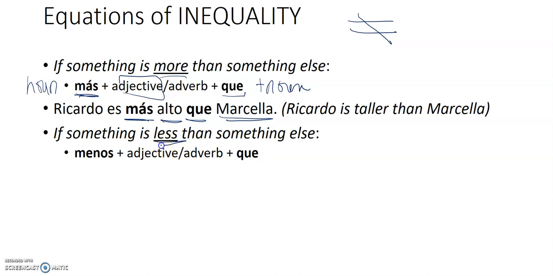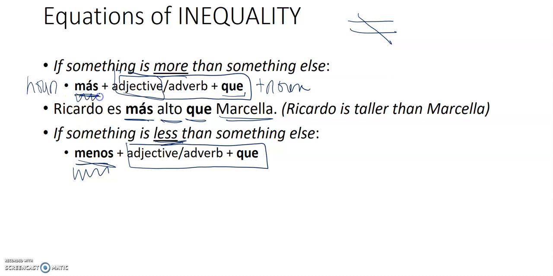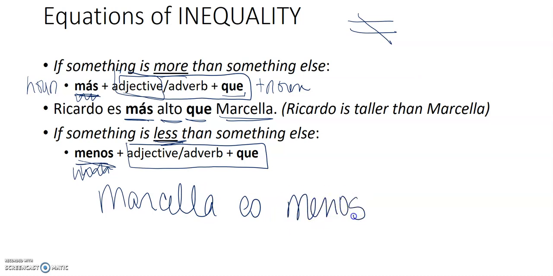If something is less than something else, then we use menos. So you can see that the constants are going to be these parts of the equation right here. And the stuff that we are changing is whether or not something is more or something is less than something else. So really, if we wanted to say that Marcella was less tall than Ricardo, then we would say Marcella es menos alta, and we're going to conjugate that alta for Marcela: es menos alta que Ricardo.